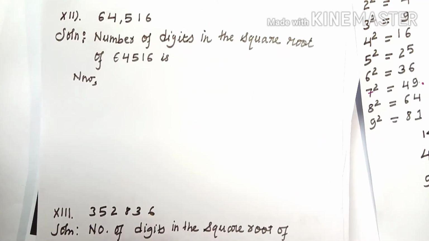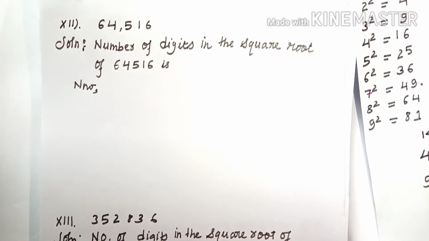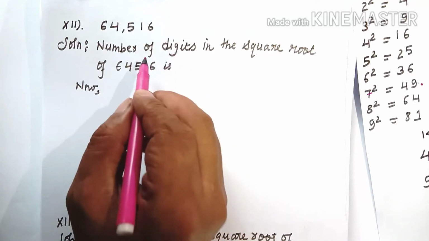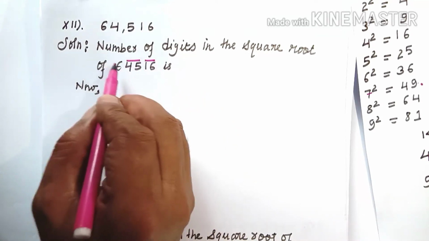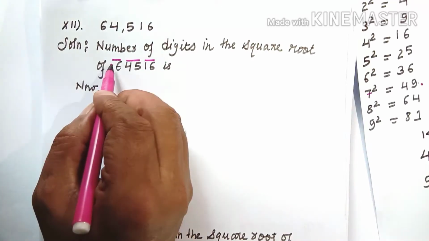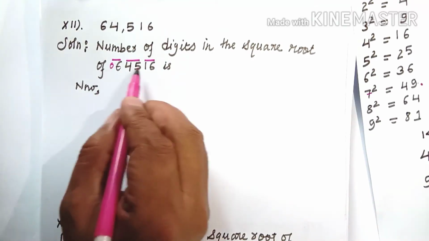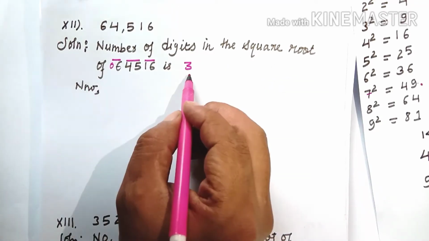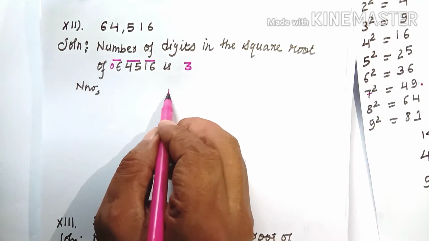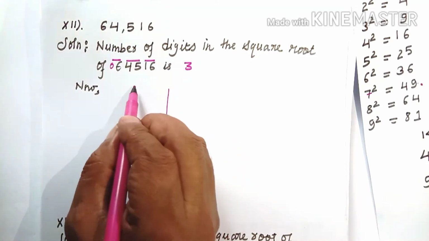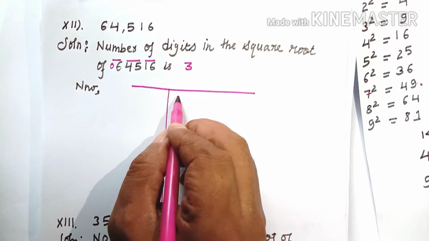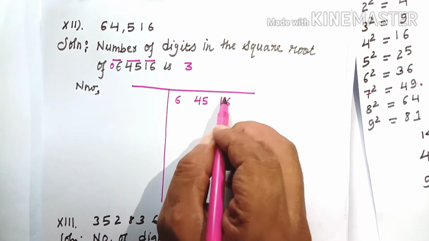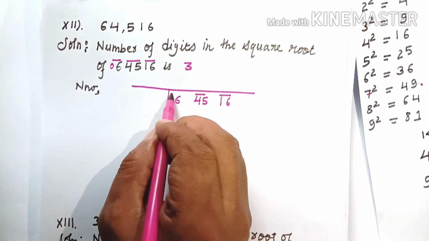Now question number 12. Again here, the first step, number of digits you'll have to find out. So make them pairs, 1 pair, 2 pair, and this also will be a pair because they always carry 0 here. So how many pairs? 3. So the number of digits in the square root of this number is 3. After that you'll have to take the long division method. So we have here 6 4 5 1 6. First pair, second pair, and third pair.